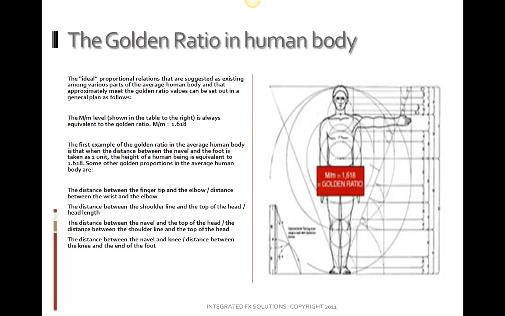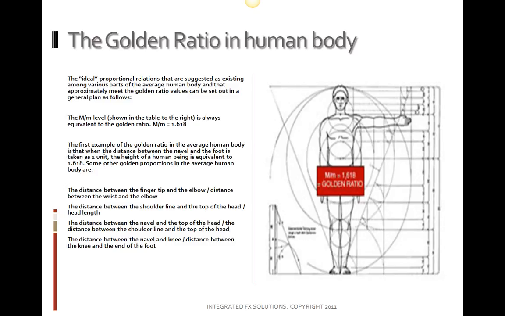The golden ratio in the human body. The ideal proportional relations that are suggested as existing among various parts of the average human body, and that approximately meet the golden ratio values, can be set out in a general plan as follows. The M/m level shown in the chart on the right is always equivalent to the golden ratio, where M/m equals 1.618. Okay, let's go on.